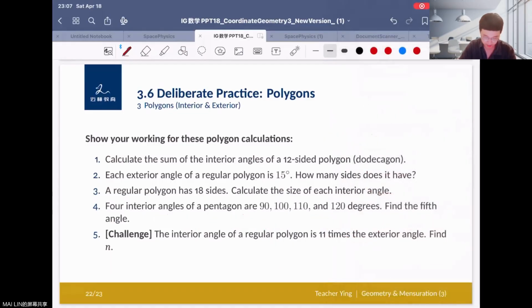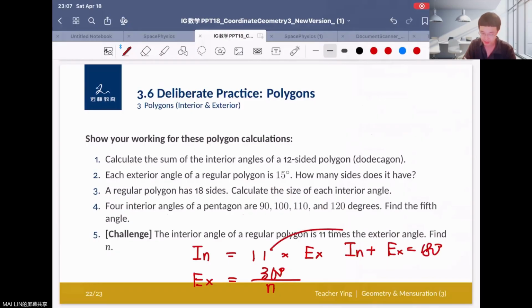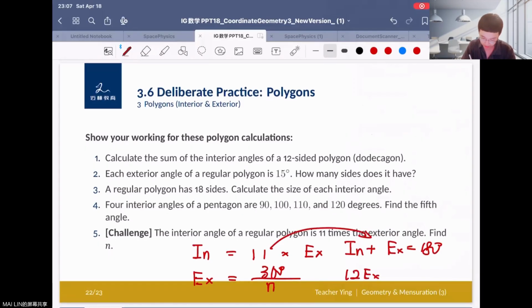And the last problem is that the interior angle of a regular polygon is 11 times the exterior angle, right? So we have here, interior equals 11 times exterior, right? We also know that exterior equals 360 degrees over n, and that interior angle plus exterior angle equals 180 degrees, right? And you can calculate the exterior using the third equation, that is 12 times the exterior angle equals 180 degrees. So each exterior angle equals 15 degrees, okay?